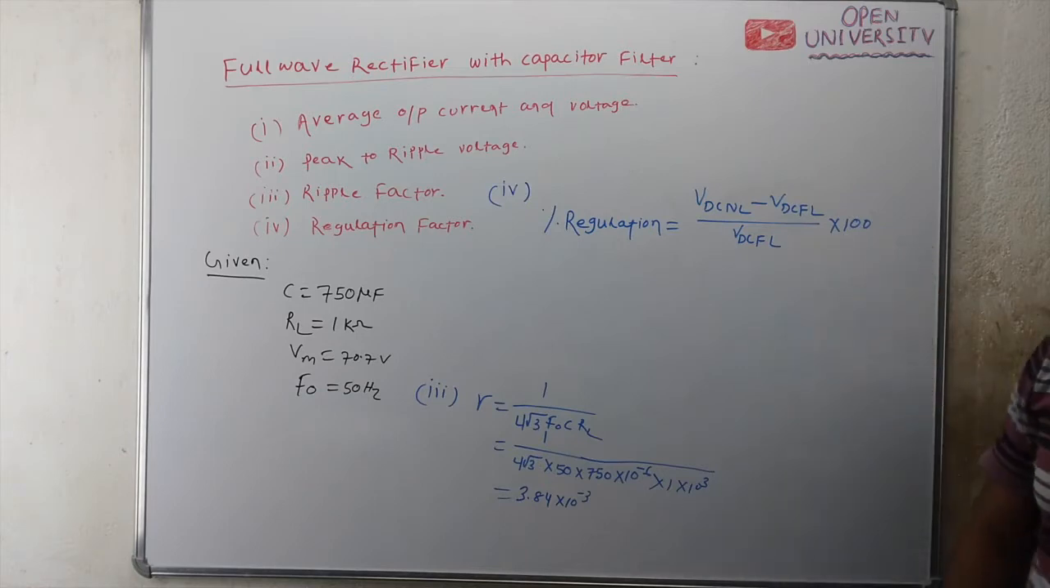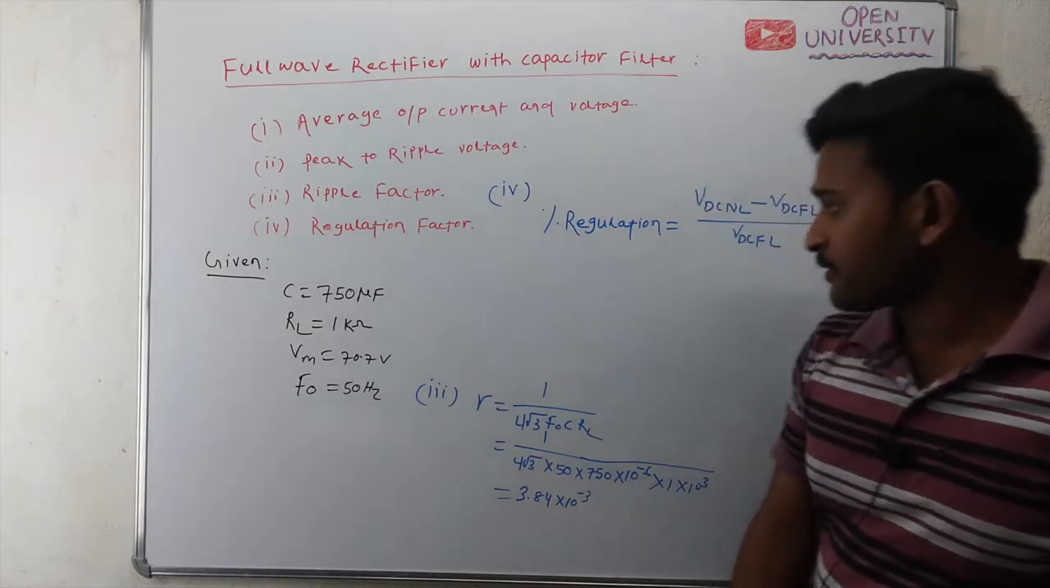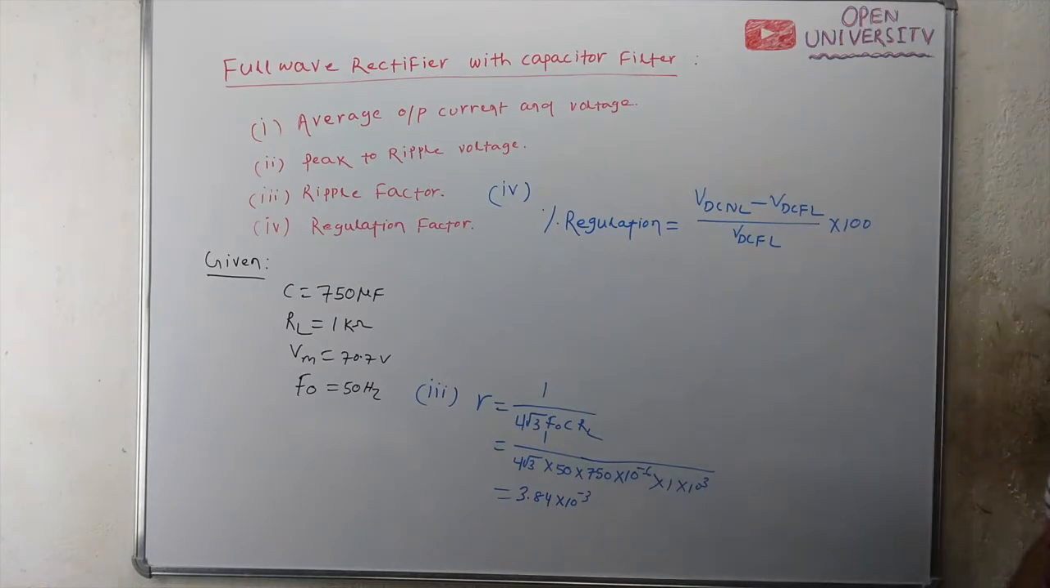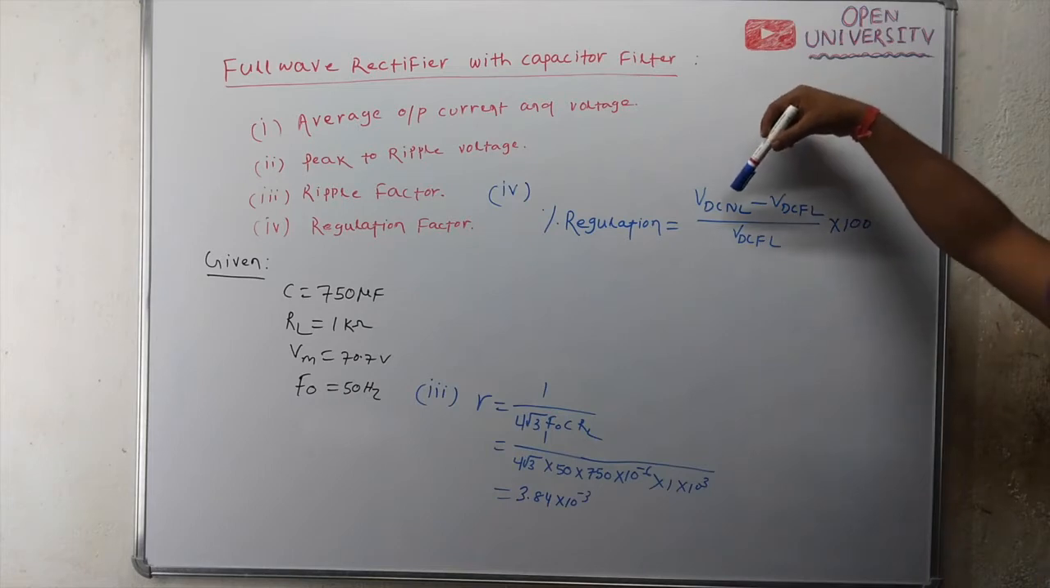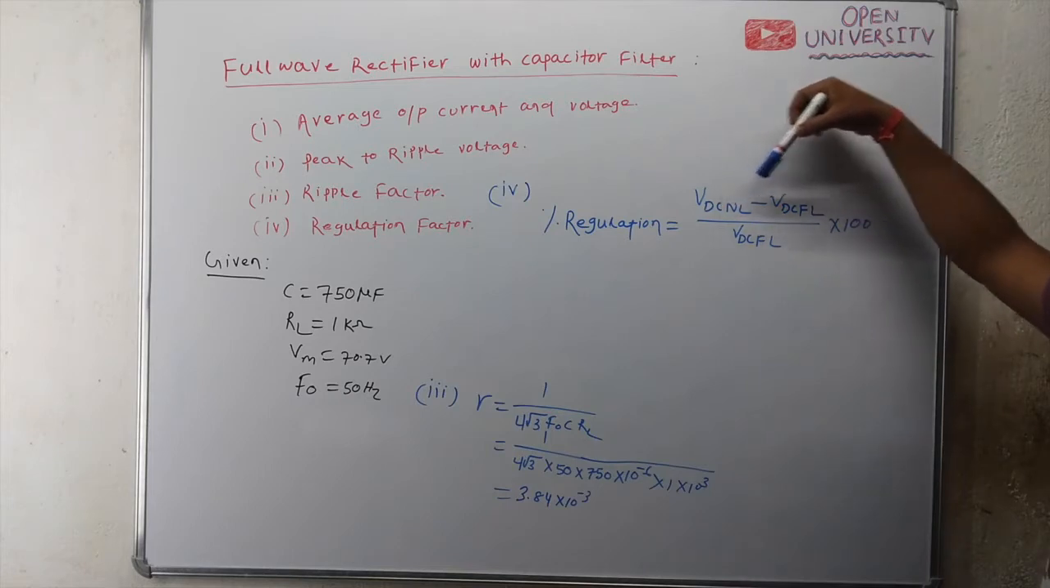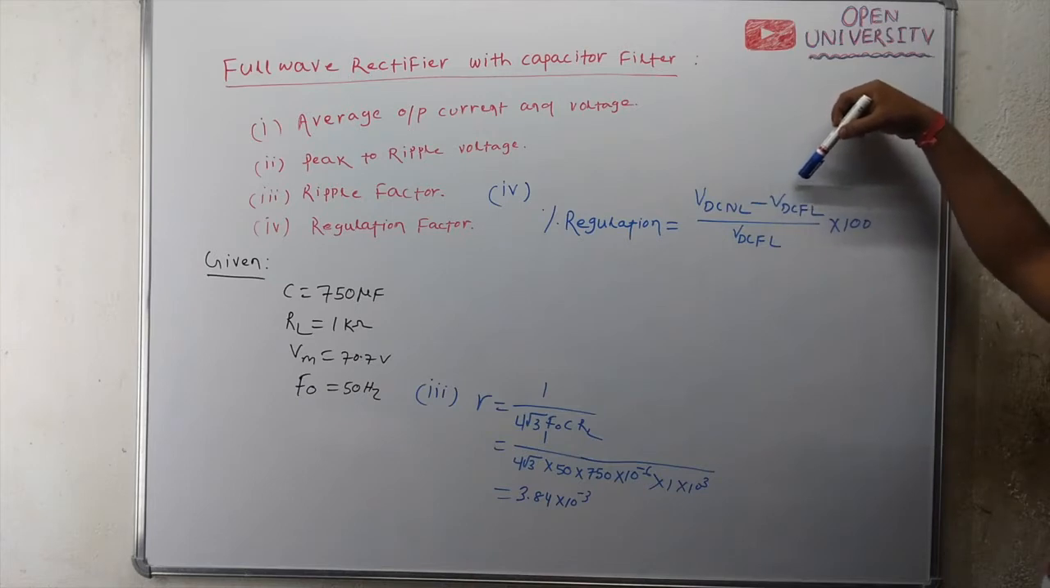What is percentage regulation? It is the amount of change in the DC output voltage due to the change in load current. Okay. What is VDCNL? When load current is 0. And what is VDCFL? When load current is non-zero.